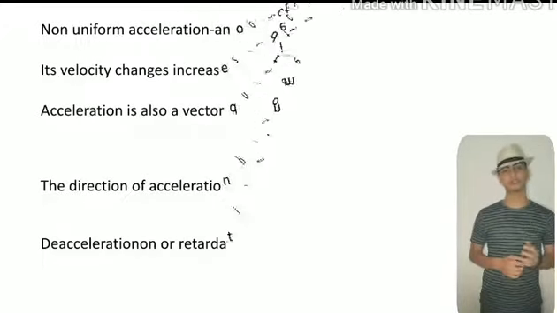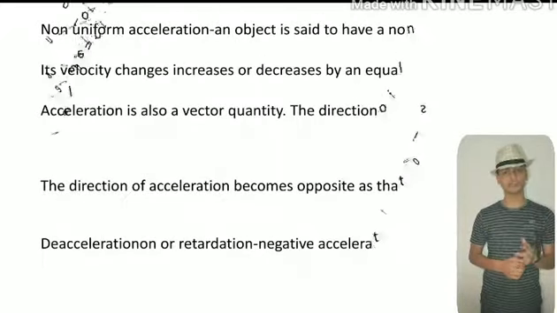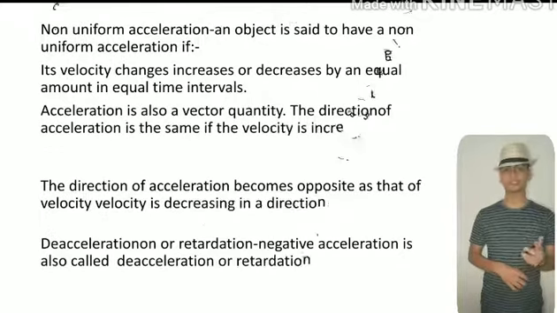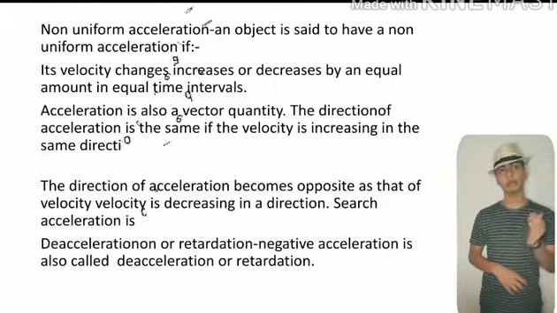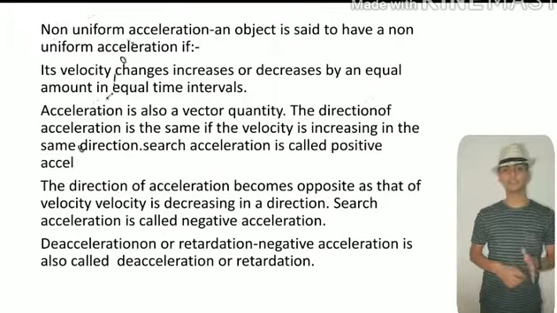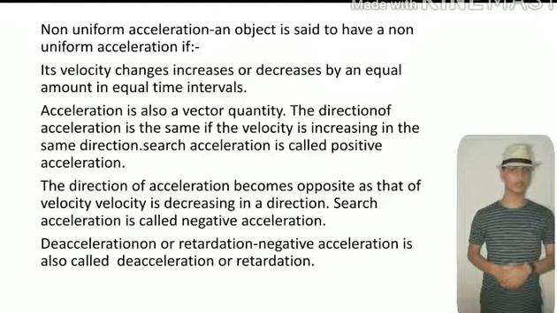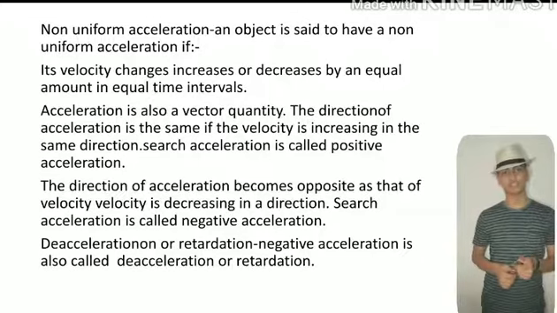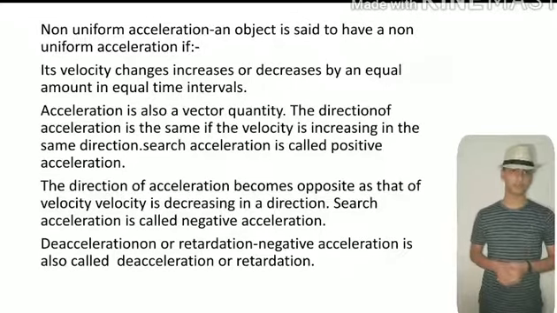Knowing about non-uniform acceleration: an object is said to have a non-uniform acceleration if its velocity changes, that is increases or decreases, by unequal amounts in equal time intervals. Acceleration is also a vector quantity. Please note over there, the direction of acceleration is the same if the velocity is increasing in the same direction. Such acceleration is called positive acceleration.